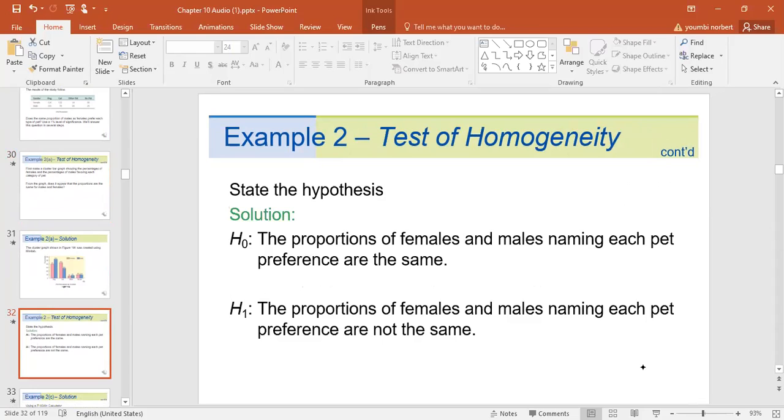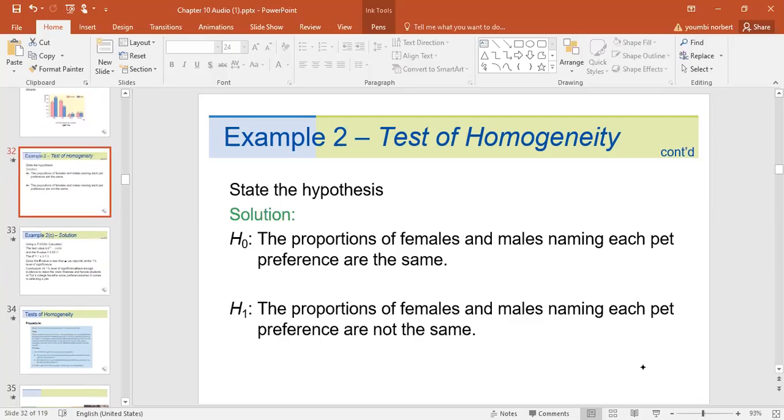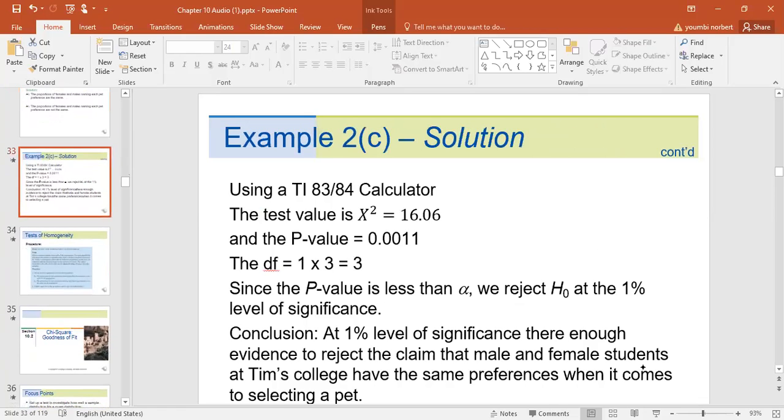So the hypothesis here will be H0, the proportion of females and males naming each pet preference are the same. And H1 will be they are not the same. So you use your calculator. What is chi-square?